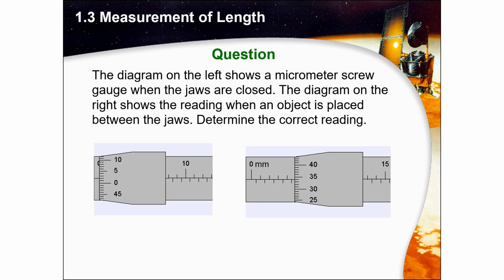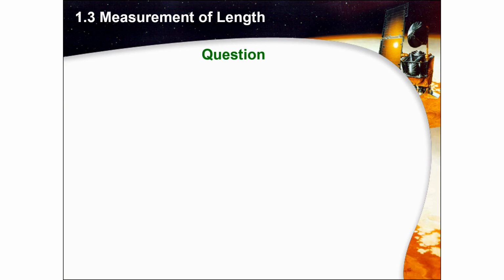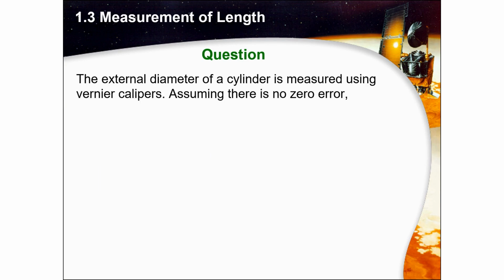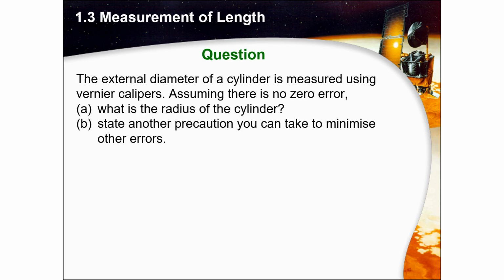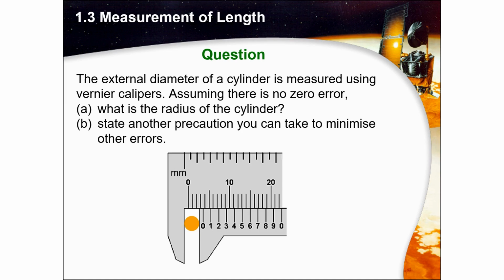We will start practicing the question on, again, vernier calipers, but this time we will assume there is no zero error. What is the radius of the cylinder? But also for B, state another precaution you can take to minimize other errors. If we see the picture here, as usual, we must understand which one we call the main scale. Yes, good, this one we call the main scale.